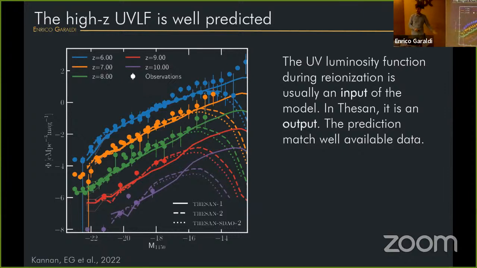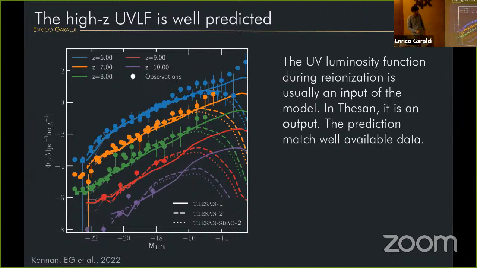So why am I proud of this? Because this quantity is typically an input of this type of simulations, because it's used to calibrate the star formation model of the simulations. While in our case, because we use the Illustris TNG one, you can call it a prediction of our simulation. Or if you wish, a test of the TNG at higher redshift. And we seem to do pretty well.